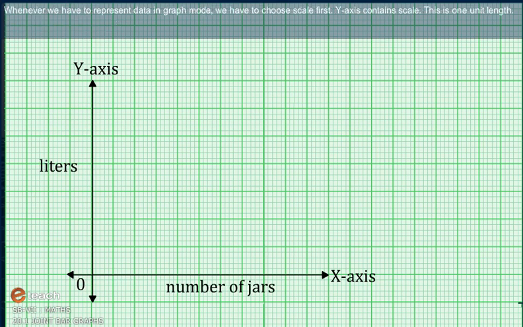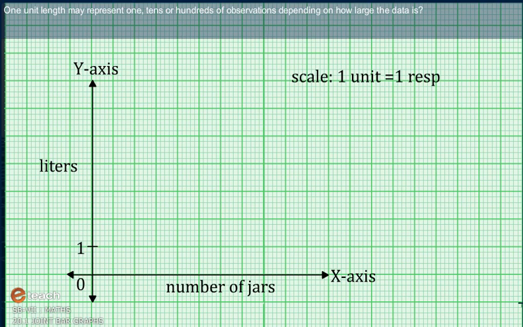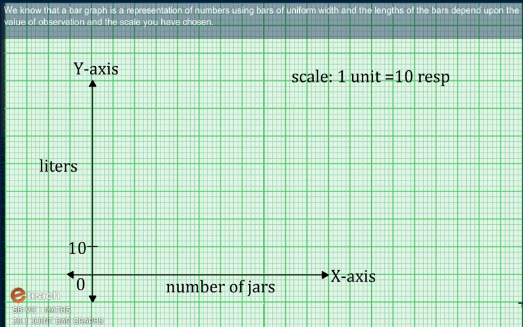Whenever we have to represent data in a graph mode, we have to choose scale first. Y-axis contains scale. This is 1 unit length. 1 unit length may represent 1, tens or hundreds of observations depending on how large the data is. Students, we know that a bar graph is a representation of numbers using bars of uniform width, and the lengths of the bars depend upon the value of observation and the scale you have chosen.